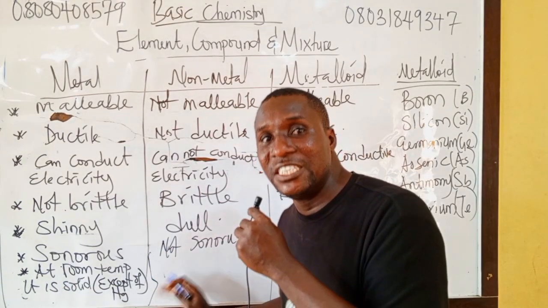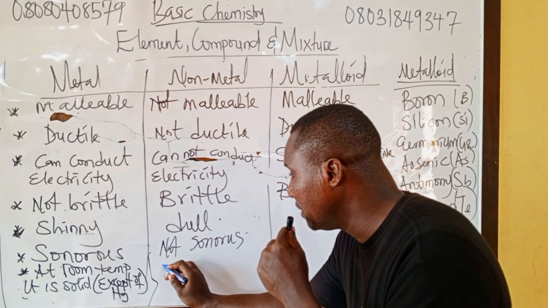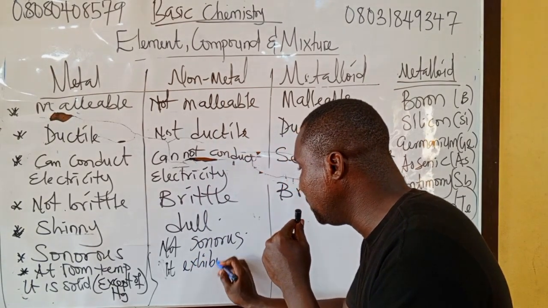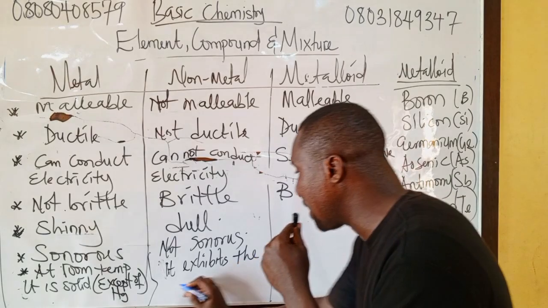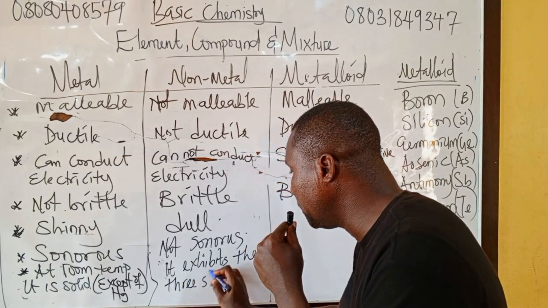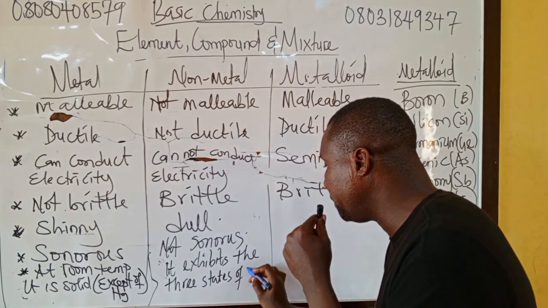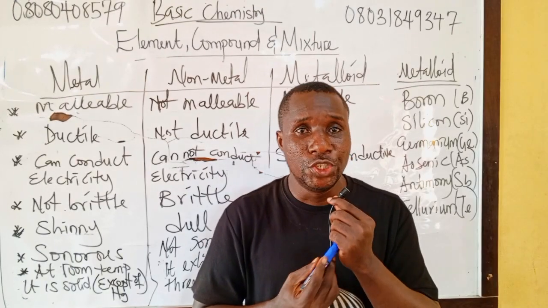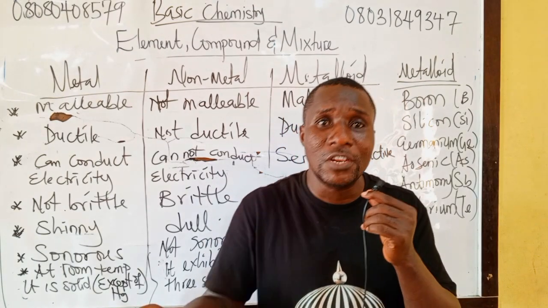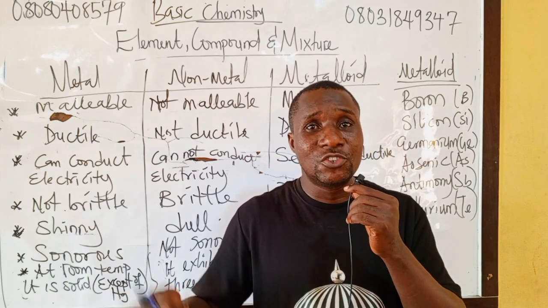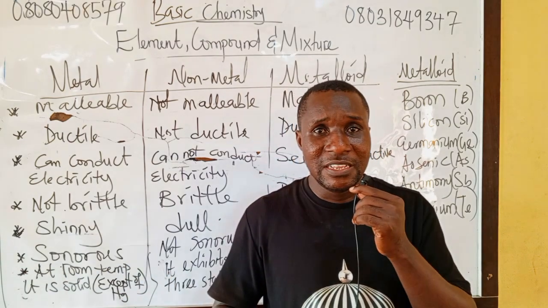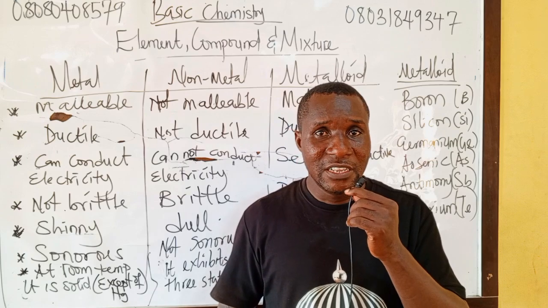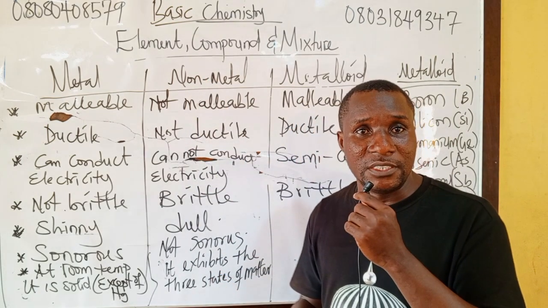Non-metals exhibit the three states of matter. Take note. For nitrogen, you can have liquid nitrogen. Carbon is solid. That's why allotropes of carbon, diamond, graphite, crystalline allotropes of carbon, are solid. Oxygen is a gas. That means non-metals exhibit the three states of matter.